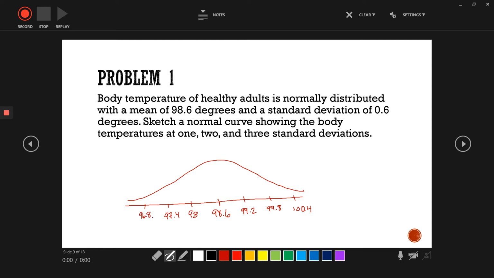Okay? So it means if you measured people's temperatures, right, the majority of them fall in here, right? 95% fall in here. 99.7% fall in here for a normal body temperature, and anybody above 100.4, anybody below 96.8 is an outlier.